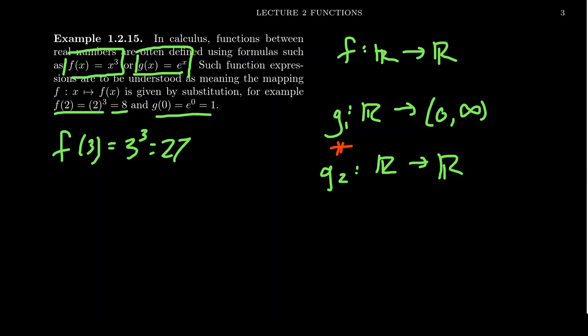codomains are different. It doesn't matter if they're derived by the same formula, because a function is a rule between two sets, the domain and the codomain. If you switch the domain or the codomain, the two functions are automatically different functions. And if the two functions have the same domain and codomain, they'll be equal if the rule is the same, if the set of ordered pairs is all the same.